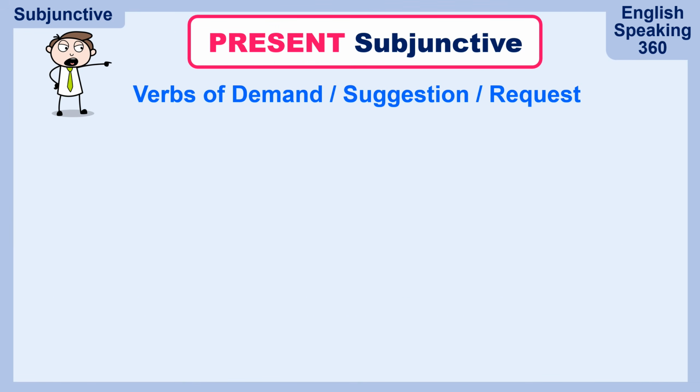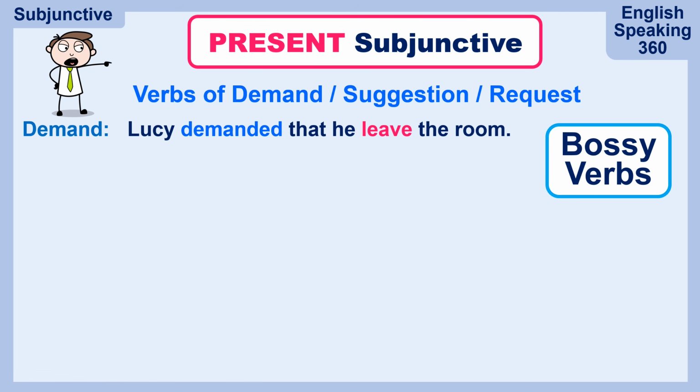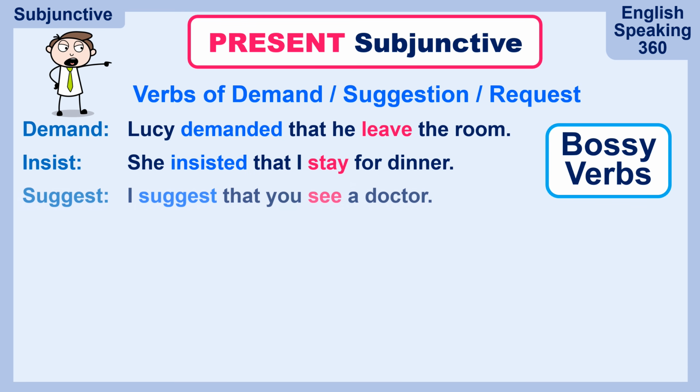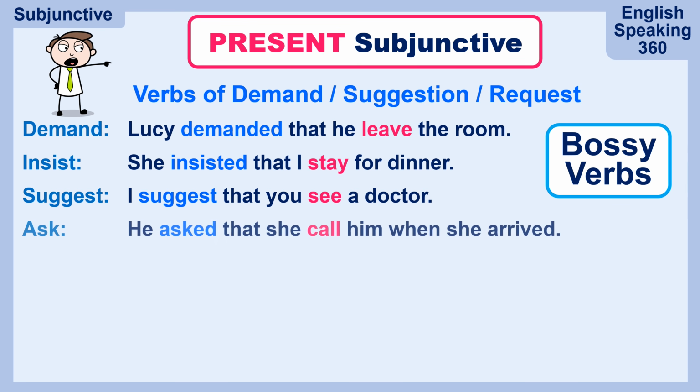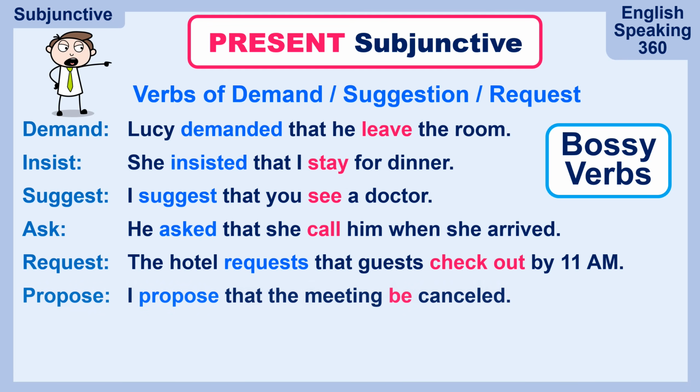Here's a list of verbs of demand, suggestion, and request. Those verbs are bossy verbs. Demand. Lucy demanded that he leave the room. Insist. She insisted that I stay for dinner. Suggest. I suggest that you see a doctor. Ask. He asked that she call him when she arrived. Request. The hotel requests that guests check out by 11 a.m.